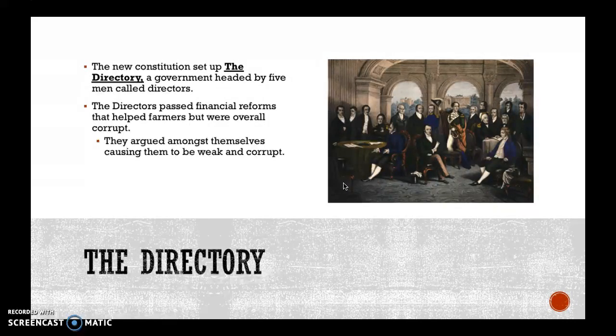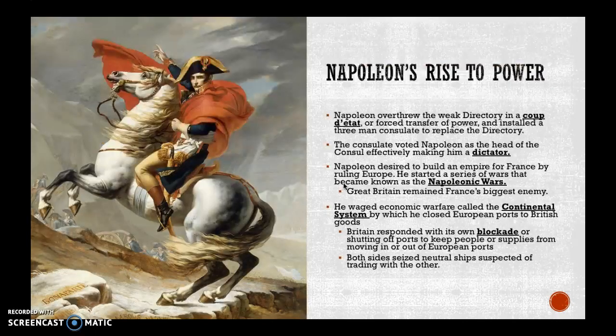They started passing financial reforms, trying to help the poor farmers, but they were overall corrupt. They started to try to bring all of the money back to themselves. They argued amongst themselves, and so it was a really weak government overall.